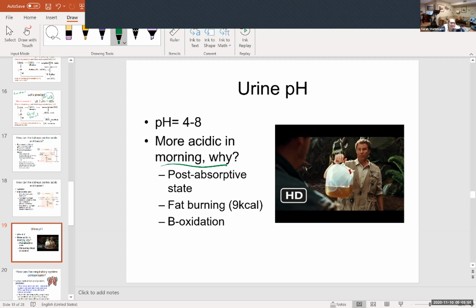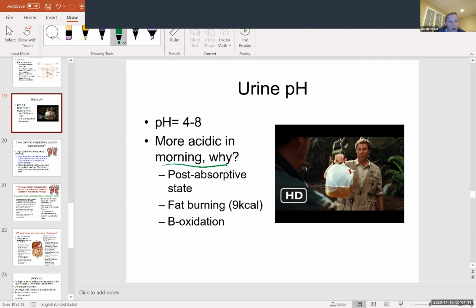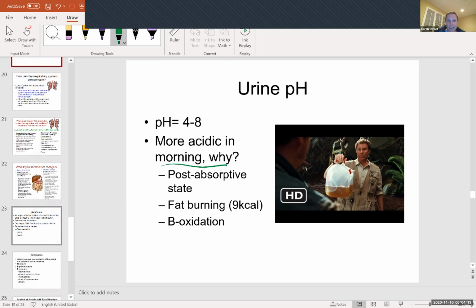So we make different kinds of urine, and it reflects compensation for acid-base issues that our bodies are going through. Okay, so let me just jump ahead a little bit. I'm kind of hopscotching.